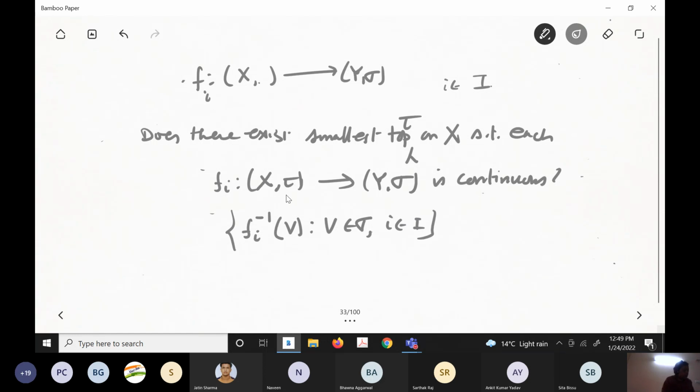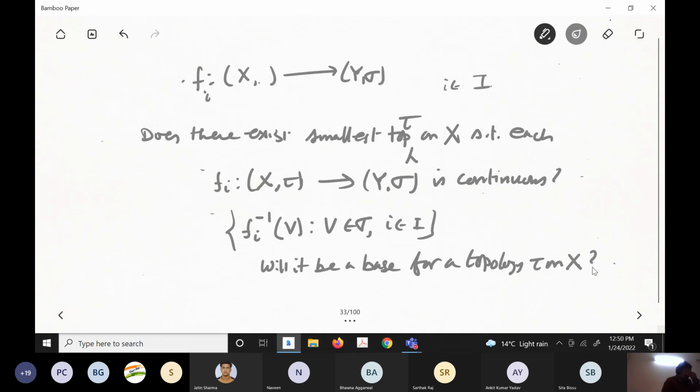But the question is, it need not be a topology. Will it be a base for a topology tau on X? Or can you construct a base out of this? What does it mean? I have not explained that. Will it be a base?